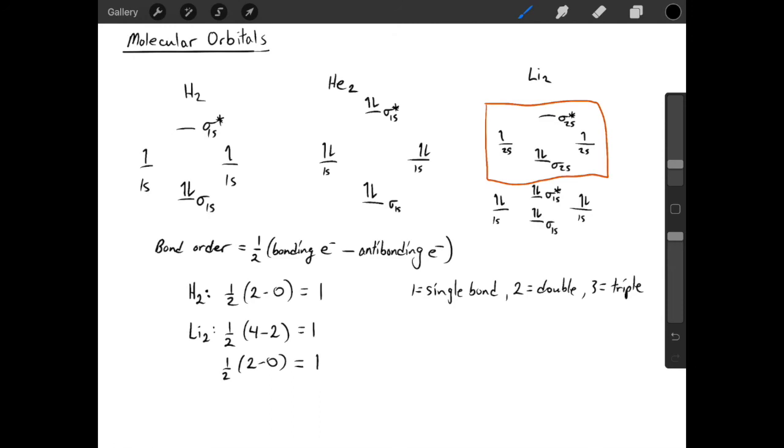For the helium molecule, He2, the bond order is going to be 0. And if you get a bond order of 0, that implies a net zero attraction, and there is no bond.